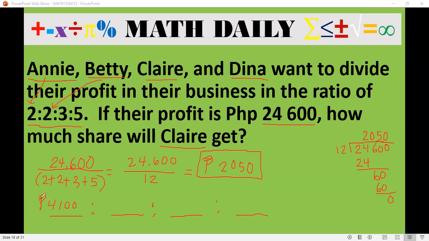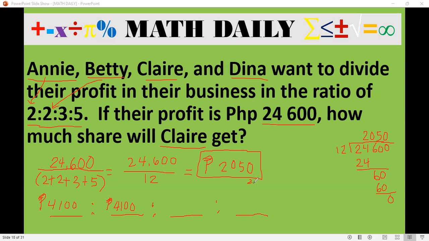And then multiplying, again, that is the same also with Betty. They have the same share, so 4,100. And obviously, since Dina has 5, you have to multiply that by 5. Okay, let's go to Claire first. So we need to multiply now 3 multiplied by the 2,050.